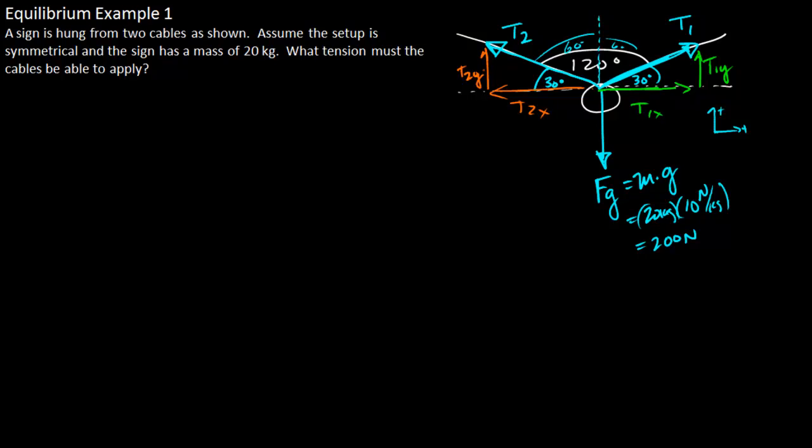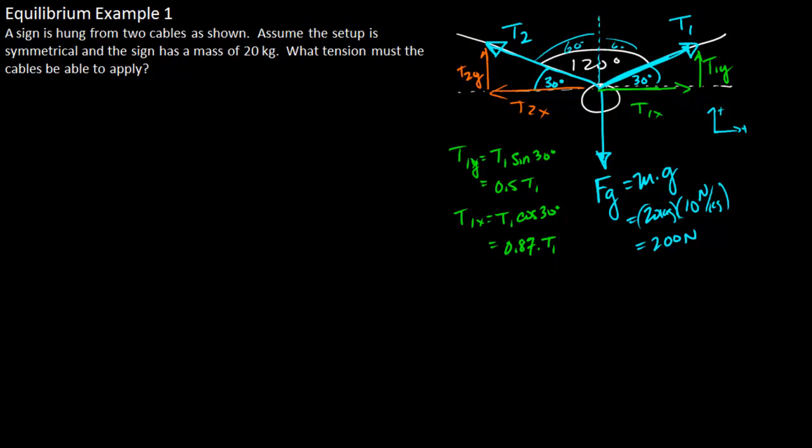Now we can use our rules of trigonometry to figure out how big these components are. T1Y is going to be tension 1 times, since it's opposite our angle, the sine of 30 degrees, which equals 0.5 times T1. And T1X is going to be T1 times the cosine of 30 degrees, which is 0.87 times T1. That's just using our laws of trigonometry.